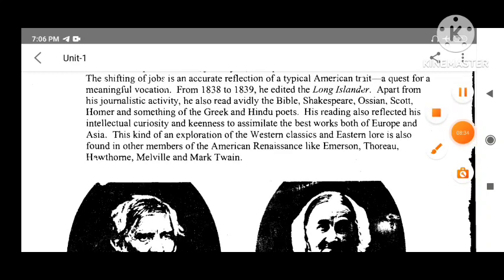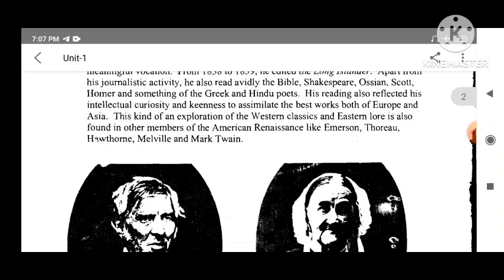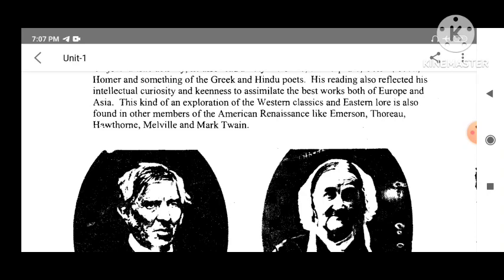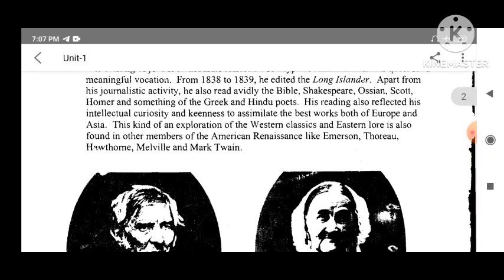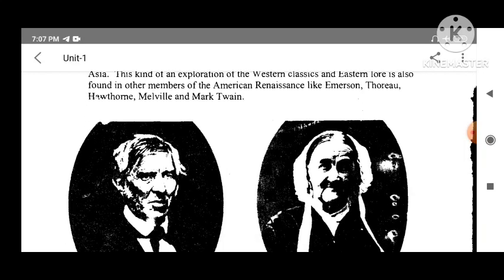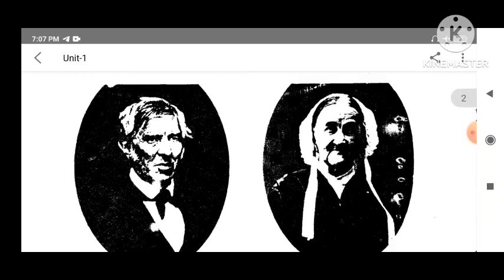So here is the main key point you can note down: his readings also reflected his intellectual curiosity and keenness to assimilate the works both of Europe and Asia. This is a very important point: the kind of exploration of Western classics and Eastern lore. Other members of the American Renaissance like Emerson, Thoreau, Hawthorne, Melville, and Mark Twain also show this mix of Eastern and Western in their writings.